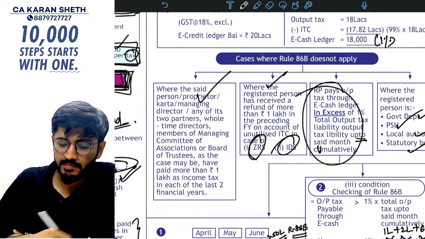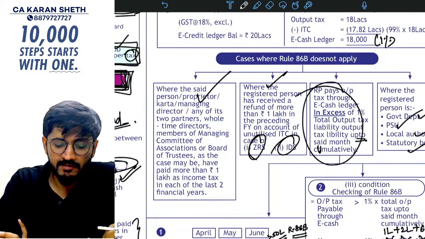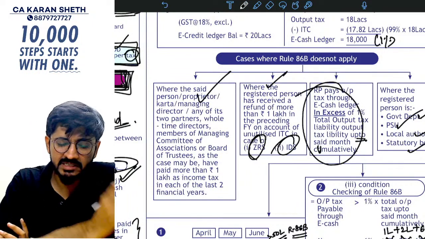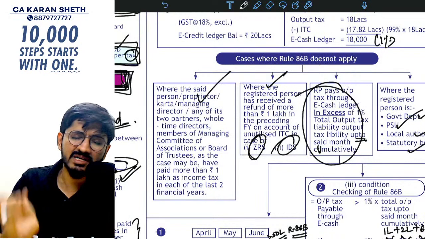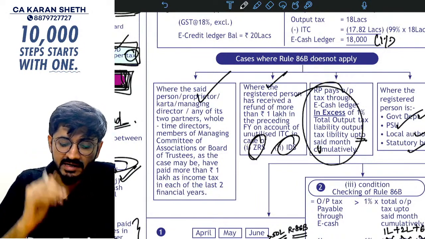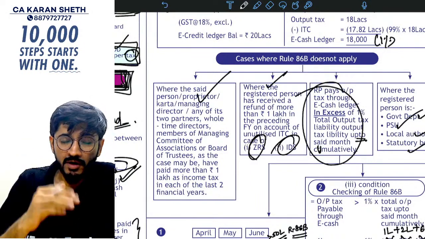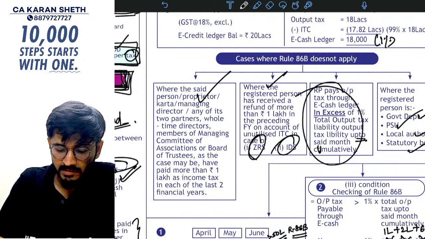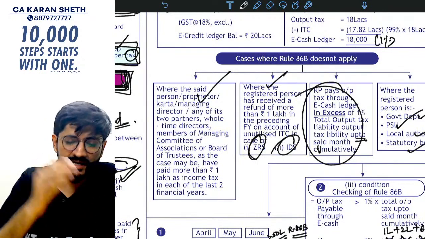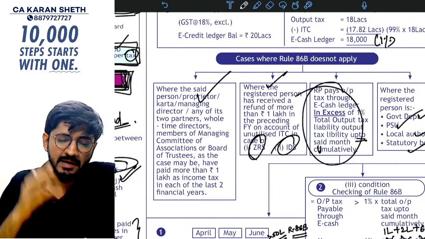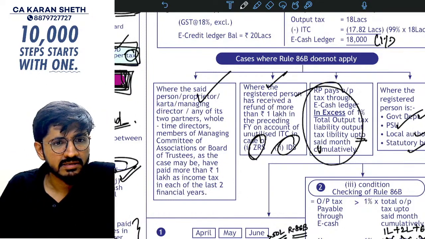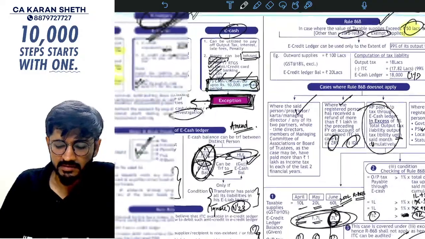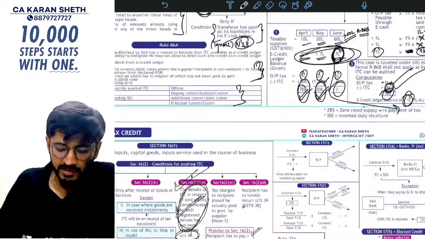Okay, that's it. And if you fall under any of the exceptions, 86B does not apply, you can take 100% ITC. But if you do not fall under the exception, then 86B applies, and definitely it will be 99% of output tax from ITC and 1% you will pay in e-cash ledger. Okay, that's it. That's it, my dear friends.